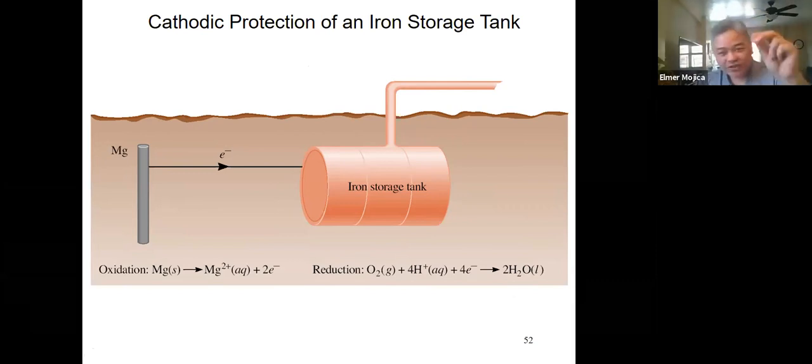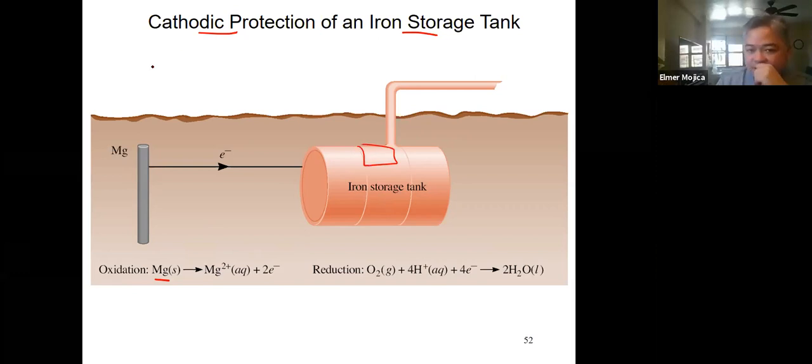And some of the metals, when they oxidize, will form some protective layer to the metal that you're protecting, like what they're doing here, the cathodic protection of the iron storage tank. They put in additional magnesium because magnesium will oxidize better than your, what we call, iron. And the good thing about this magnesium is that the Mg2+ that forms can form some sort of a protective layer.